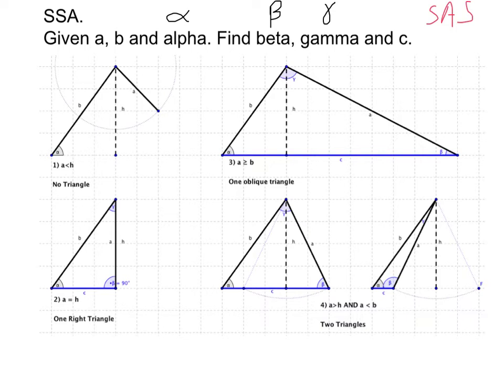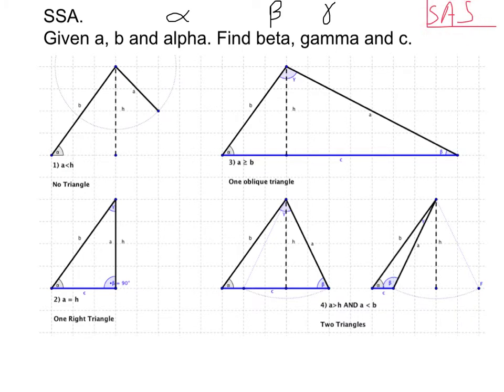That's not what we're talking about here. This is separate. Side-side angle is what we're talking about here. With side, angle, side, from geometry, remember, that's good. That proves our triangle is congruent.